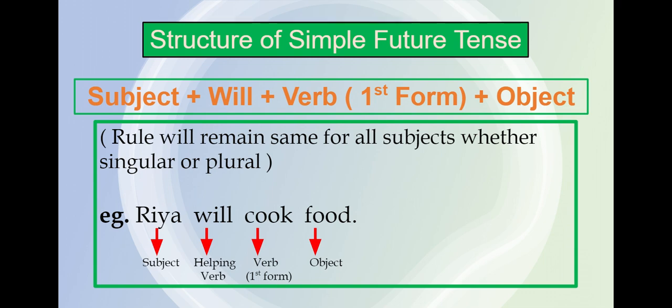Now, how to form simple future tense? To form simple future tense, all we need to do is to add the word will before the root form of the verb. It will be subject plus will plus verb first form plus object. Now, if you remember your past tense, we gave you a long list. So, the first row, first form of the verb, the base form of the verb, that is to be used with will.